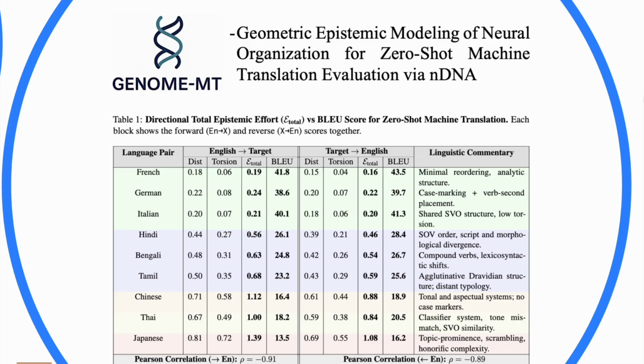GENOME-MT, summary of our experiments at a glance. Total epistemic effort score predicts MT quality. It is epistemic distance times a torsion amplifier, summed across layers, and tracks zero-shot BLEU and COMET without decoding.